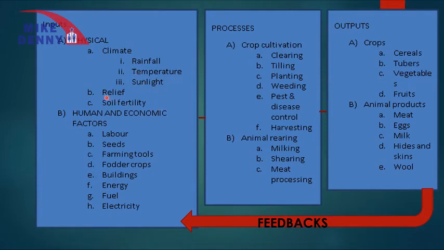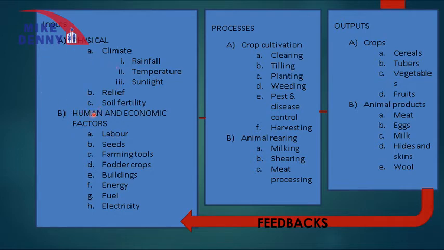From there, we can talk about the second physical input, which is the relief. That is the land. Is the land level? Is it steep? That is what we are talking about. The third physical element which constitutes an input is the soil fertility. So soil fertility will determine whether agriculture should be carried out or not. These are the physical inputs into the farm.